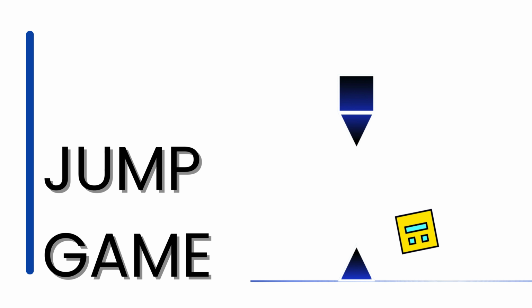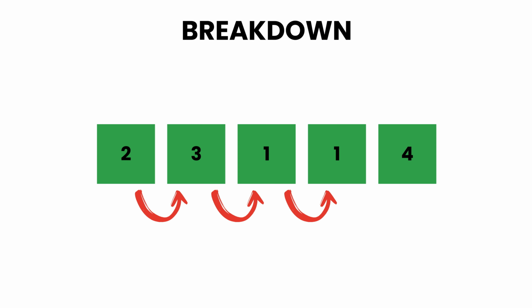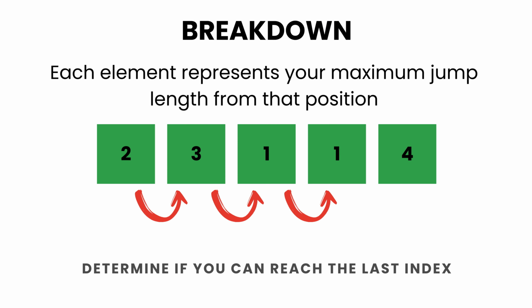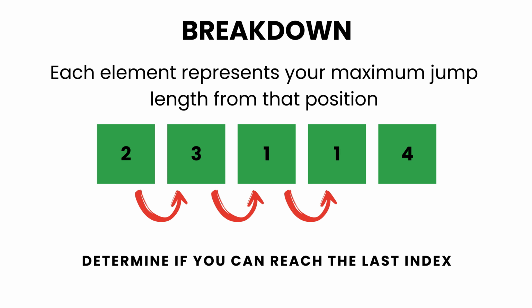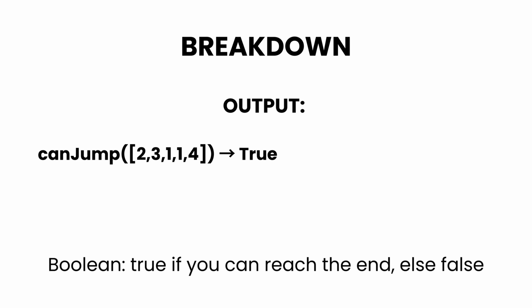Let's solve Jump Game using the basic approach, your step-by-step strategy for any reachability or greedy challenge. Given an array of non-negative integers, where each element represents your maximum jump length from that position, determine if you can reach the last index. Input: list of integers nums, max jump at each index. Output: Boolean. True if you can reach the end, else false.